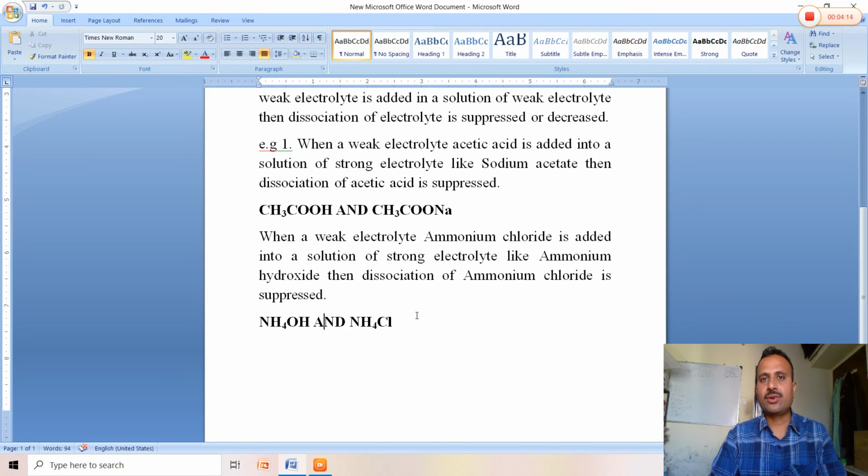Again, this common ion effect takes place because of Le Chatelier's principle. Now, what is Le Chatelier's principle? When a system is at equilibrium and we try to disturb this equilibrium with respect to concentration, pressure or temperature, then the system nullifies the effect of the change in concentration, temperature, or pressure. So that is Le Chatelier's principle, and this common ion effect takes place accordingly. So this is all about the common ion effect, its application, and examples of common ion effect.